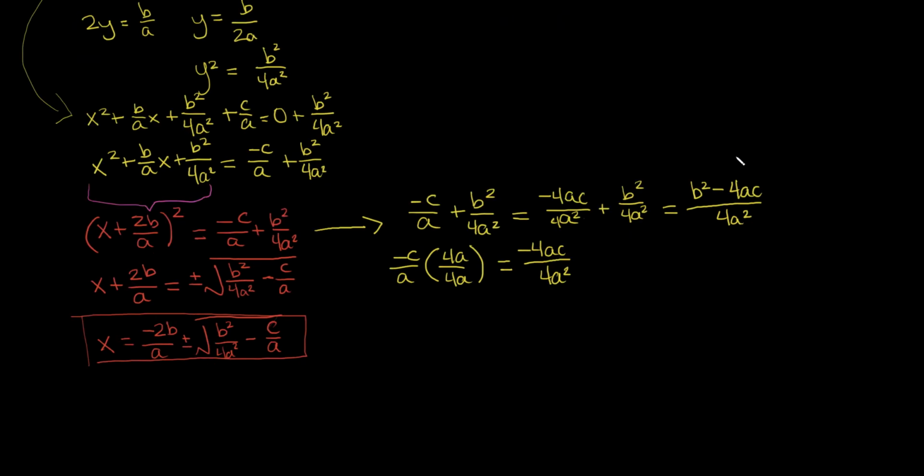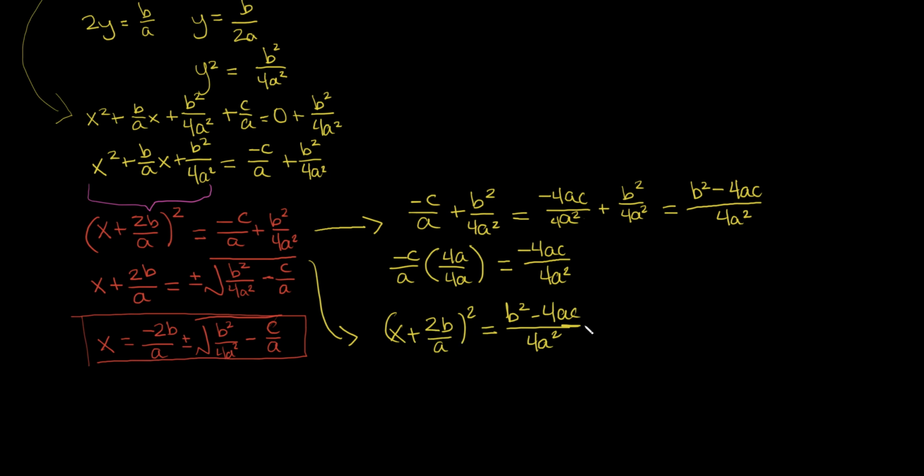So knowing this, let's replace negative c over a plus b squared divided by 4a squared with b squared minus 4ac divided by 4a squared in this equation. And we'll come down here, say x plus 2b over a squared equals b squared minus 4ac divided by 4a squared. And we're nearing the finish line here.